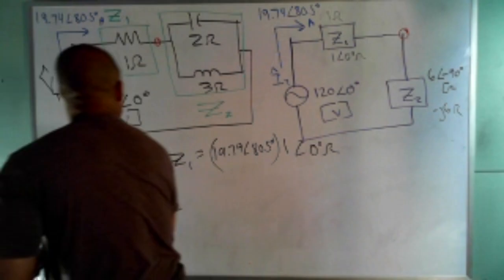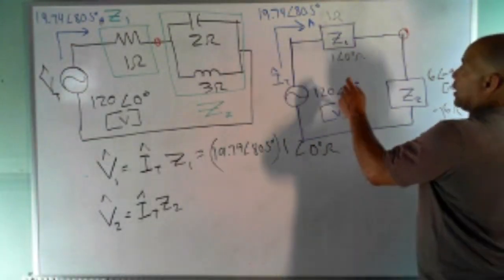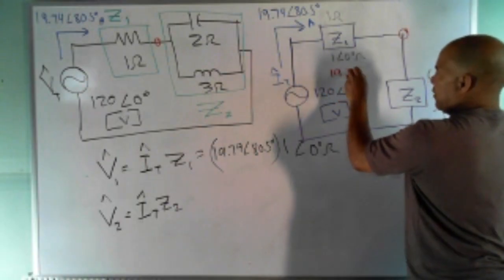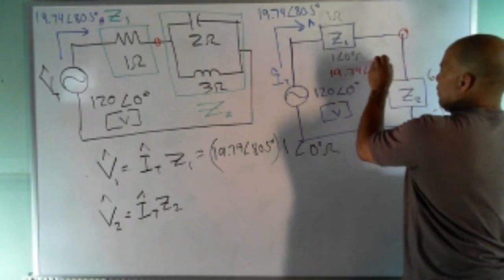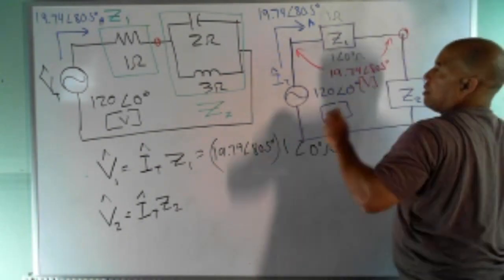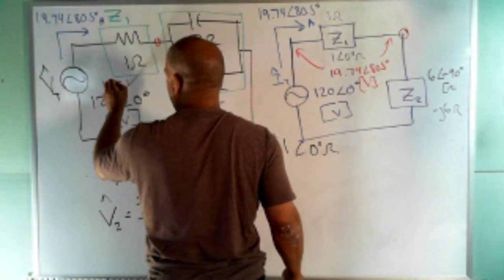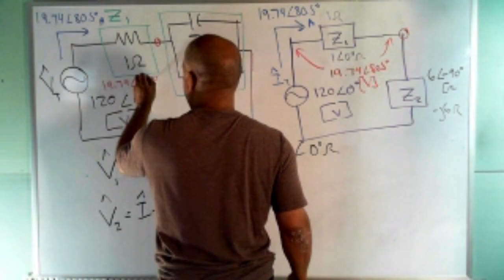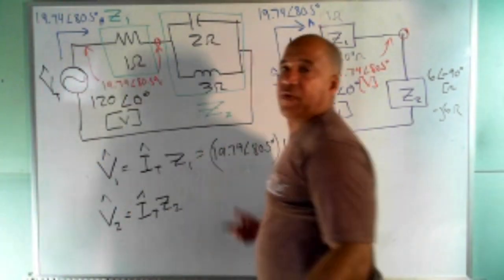So if I multiply this times this, I get 19.74 angle 80.5 degrees, and that would be volts. So over here, I write the same thing, 19.74 angle 80.5 degrees volts across that first element. So I found my voltage.